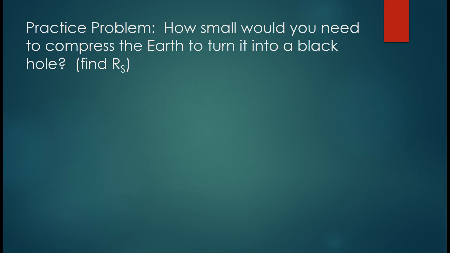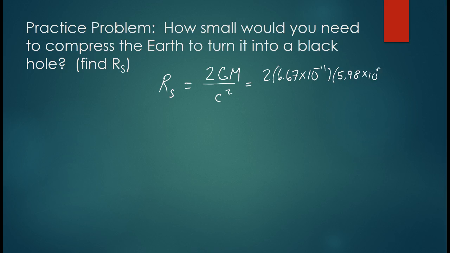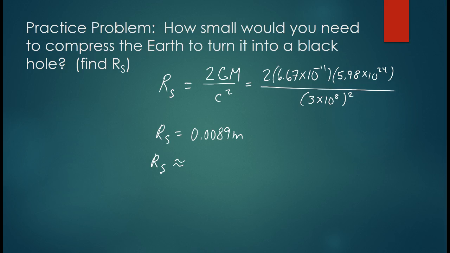So, as a very quick practice problem, let's think about this. How small would you need to compress the Earth to turn it into a black hole? So, Rs is 2GM over c squared. And so G is 6.67 times 10 to the minus 11th. M, the mass of the Earth, is about 5.98 times 10 to the 24th kilograms. And then the speed of light is 3 times 10 to the 8th meters per second, and that is squared. Okay, so when you do this, you get 0.0089 meters, which means that if you could take the entire Earth and squish it into something approximately 1 centimeter in radius, like a large marble, then it would have enough gravity to create a black hole.